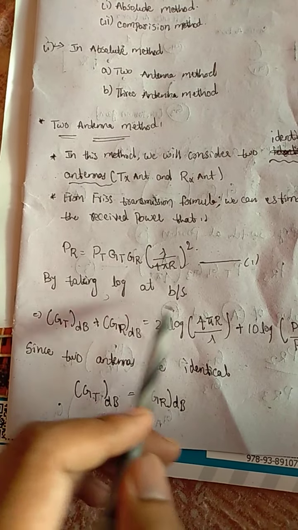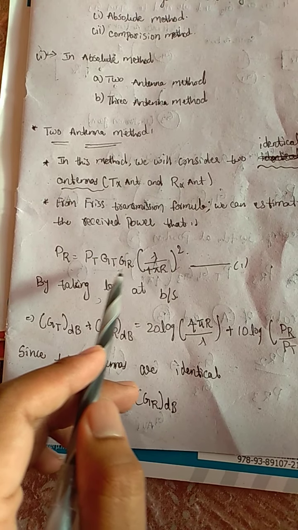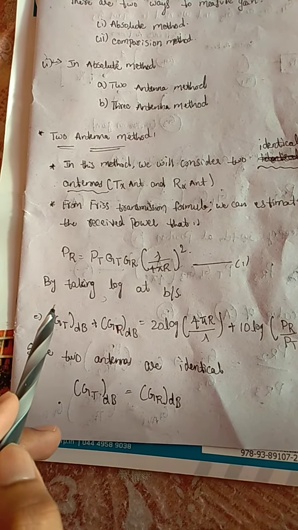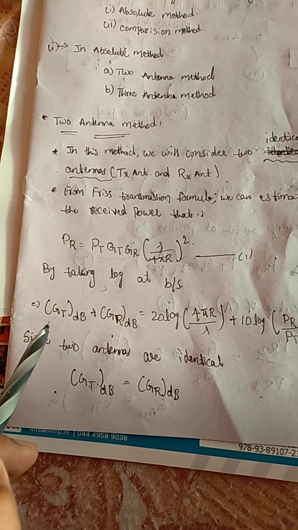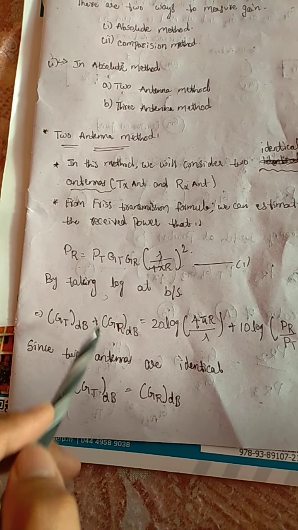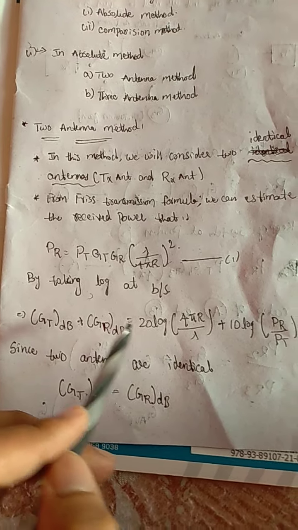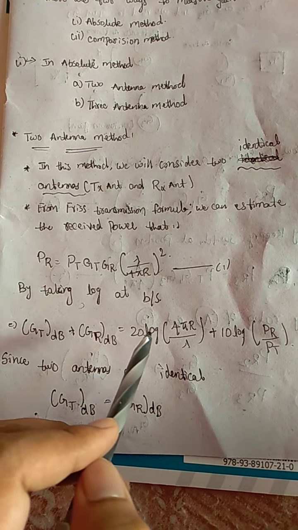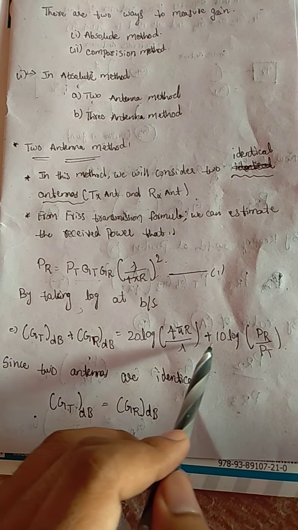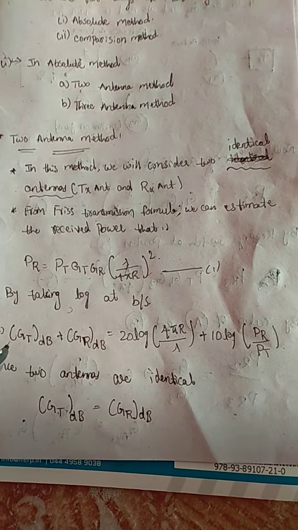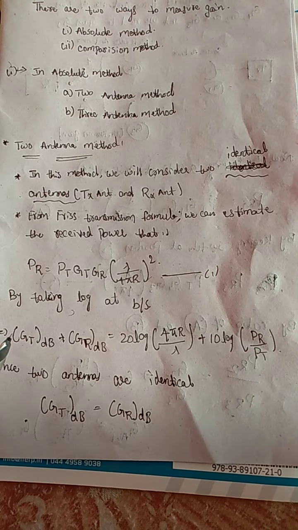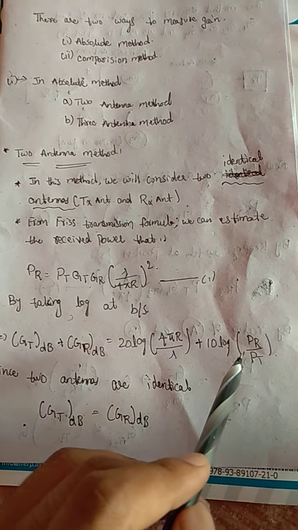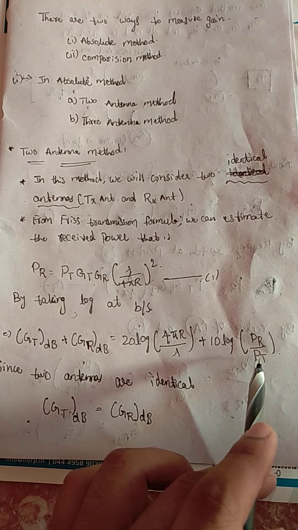By taking log on both sides, and taking GT and GR to one side, PR comes to the other side. It becomes transmitter gain in dB plus receiver gain GR in dB equals 20 log 4 pi r by lambda plus 10 log PR by PT. The 20 is because we have a square. So GT in decibels plus GR in decibels equals 20 log 4 pi r by lambda plus 10 log PR by PT, that is, power received by power transmitted.